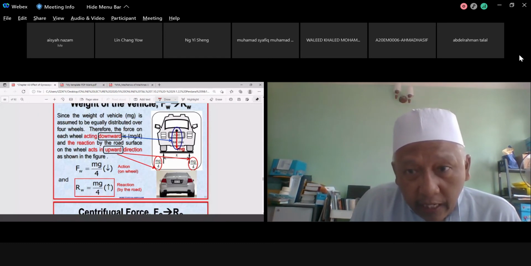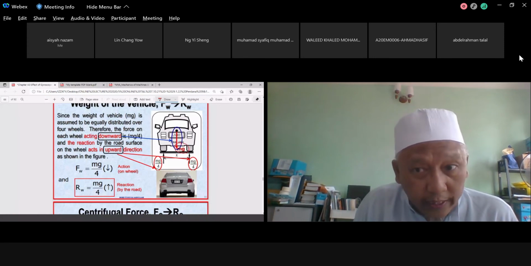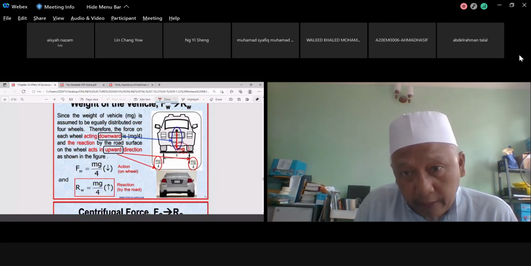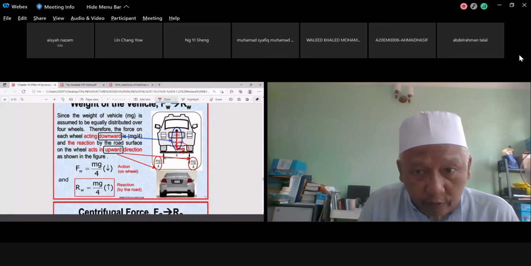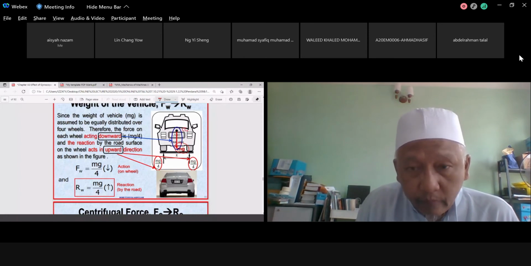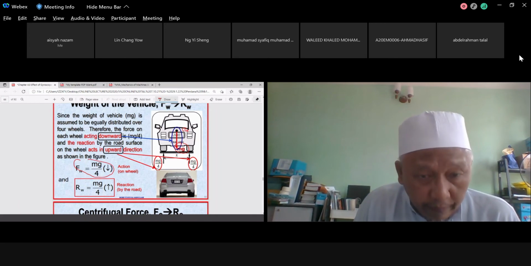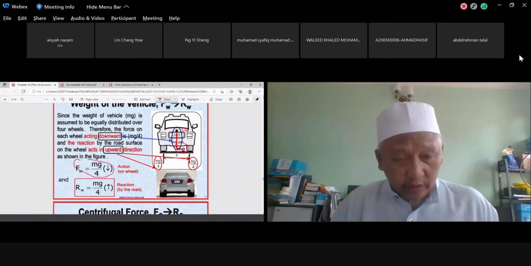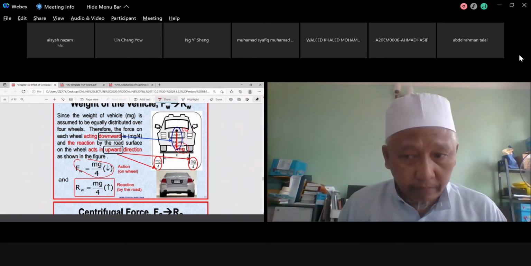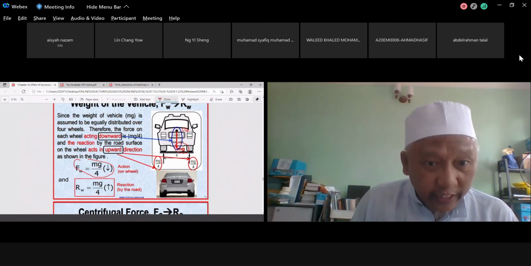Okay, the N is pointing downward, class. This one is pointing downward because this one is due to weight. But remember, you have this one divided by 4, isn't it? This one is due to CG. For each wheel, you have this one on each wheel. But remember, this one is from wheel to road. This one is the reaction from road to wheel. Understand me or not? This one is from wheel to road. This one is from road to wheel.